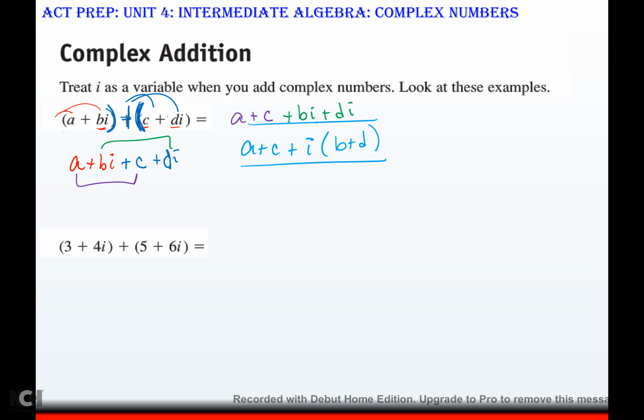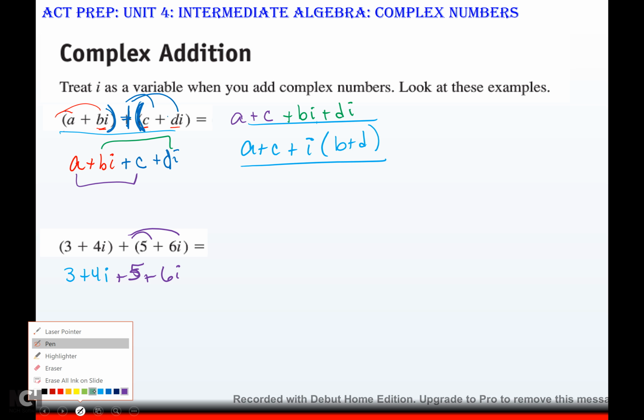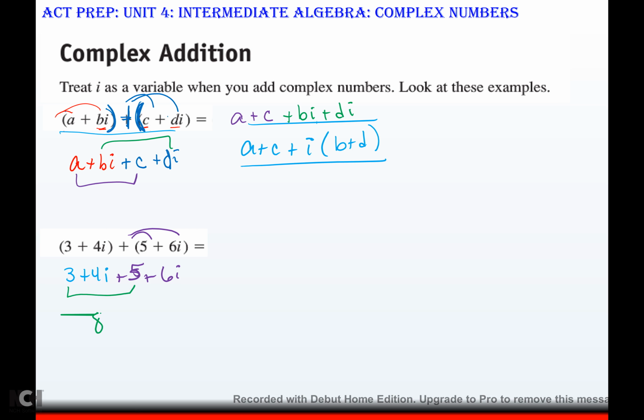Okay, so for two complex numbers that are not just variables, again, you do the same thing. This would be 3 plus 4i. You're adding this second complex number, so you're adding a 5 and you're adding a 6i. Then you combine like terms. So I can combine my real with my real. 3 plus 5 is 8. And I can combine my imaginary with my imaginary. 4 i's plus 6 i's make 10 i's. And that would be my final answer.